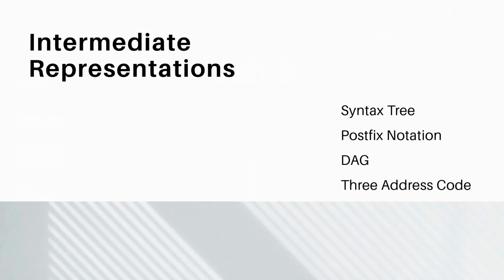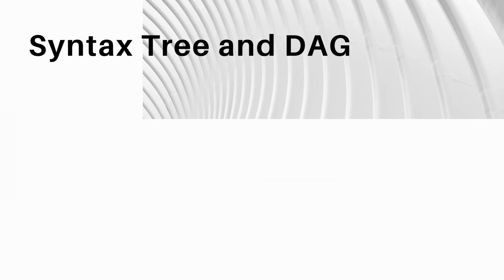Different intermediate representations of source program are: the first one is syntax tree, then we have postfix notation, then directed acyclic graph, and finally three address code statements. Let's begin with the first one, that is syntax tree and DAG.